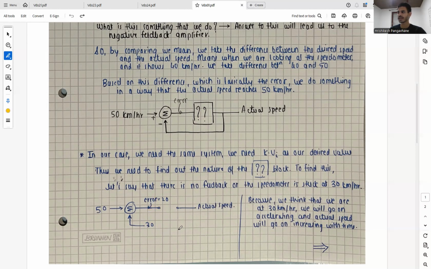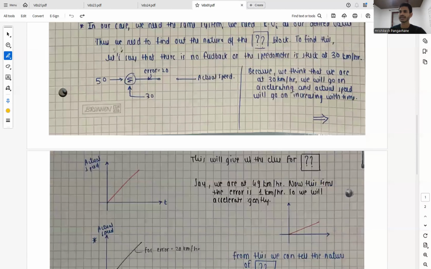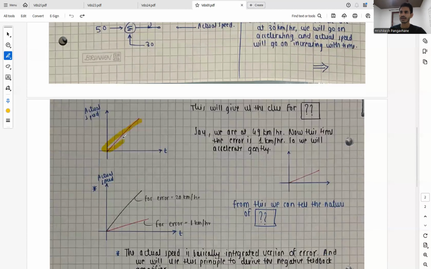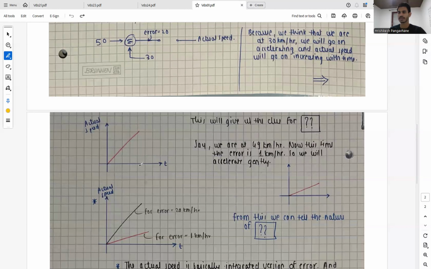Because we think that we are at 30 kilometers per hour, we will go on accelerating, and the actual speed will go on increasing with time. It is represented by this curve, where actual speed is plotted over time. We will keep on accelerating, and the actual speed will go on increasing with time. And maybe this will give us the clue for the box.